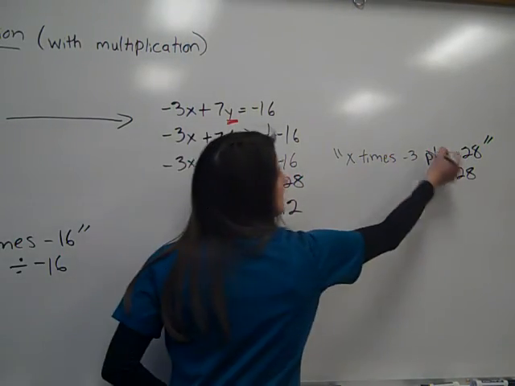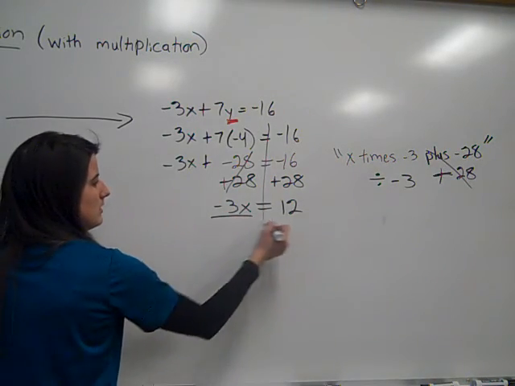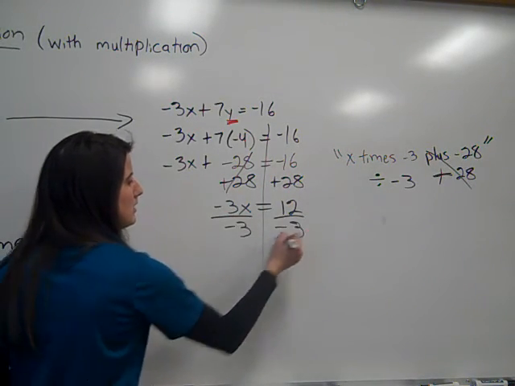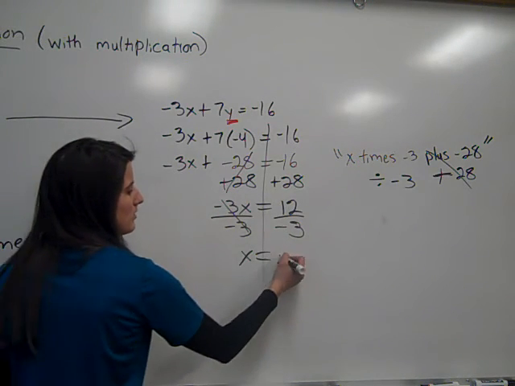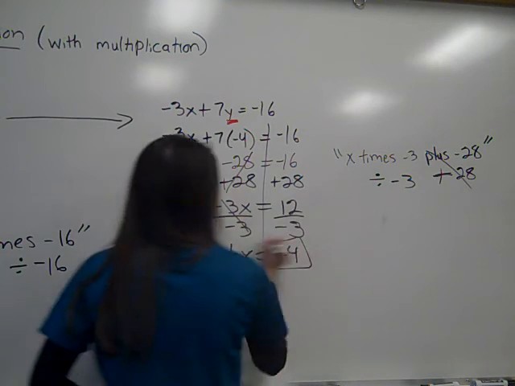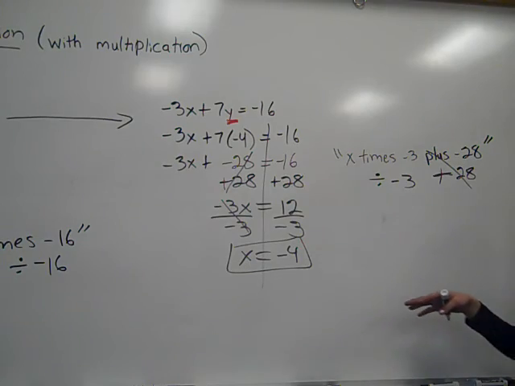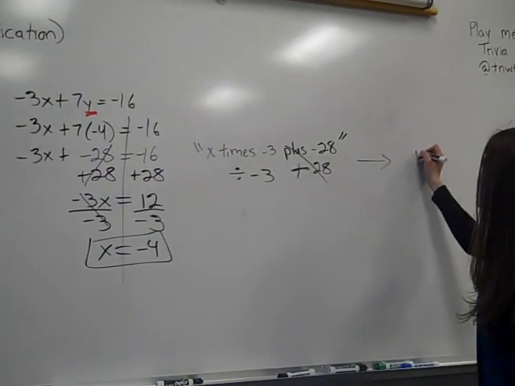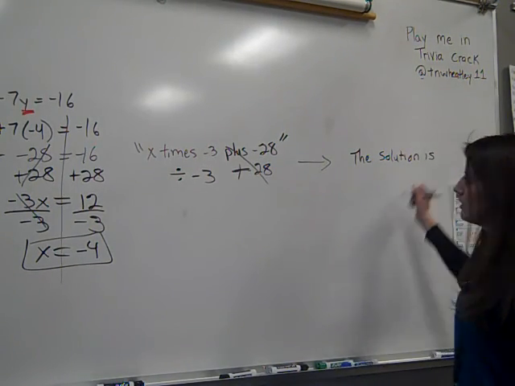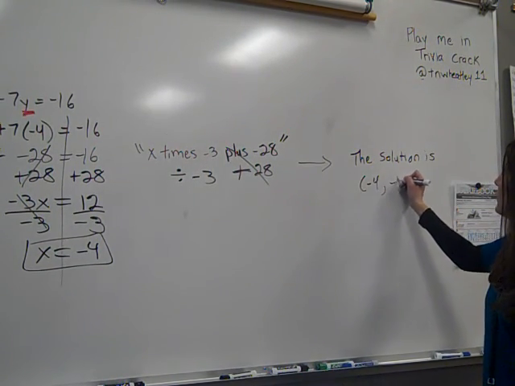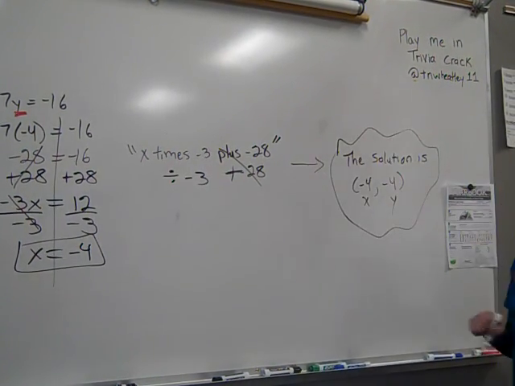And then the last step is divide by -3. -3 divided by -3 is 1, so I'm just left with x. 12 divided by -3 will give me -4. So now my answer for x is -4. The last thing you have to do is write your solution. So the solution is -4, -4. This is x and this is y. And that is your final answer.